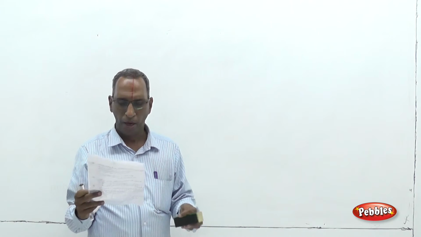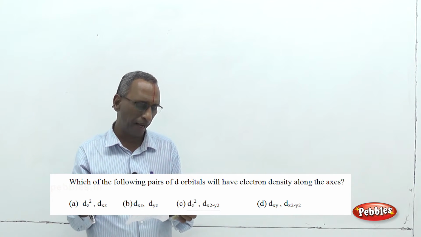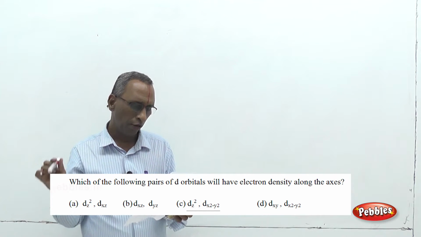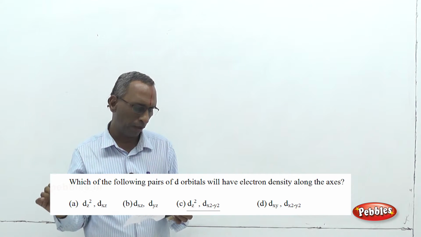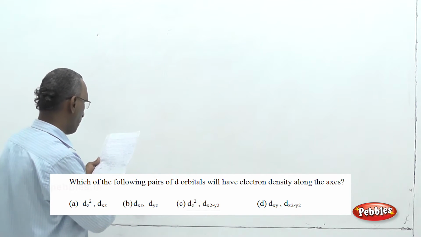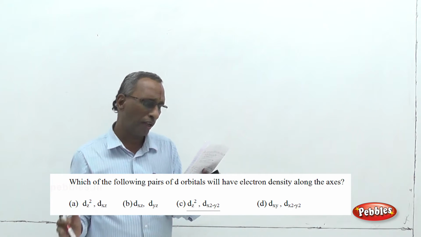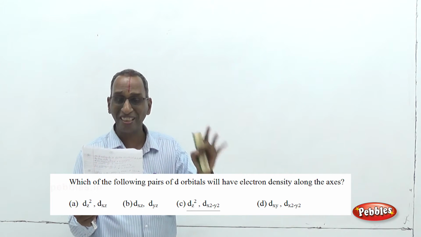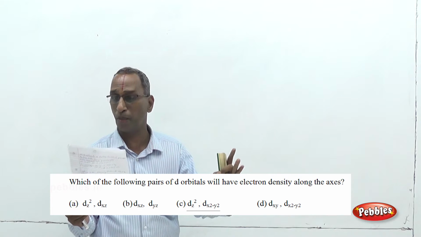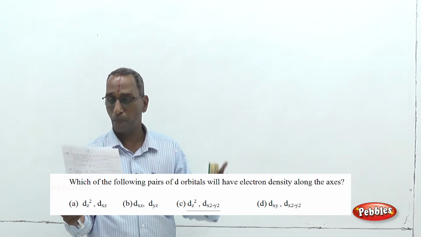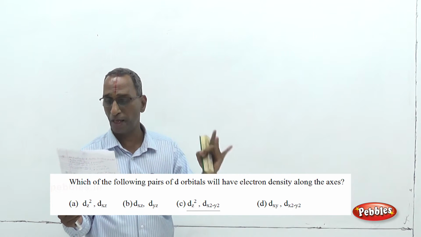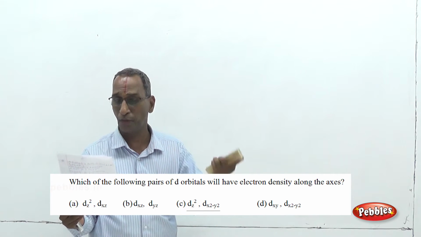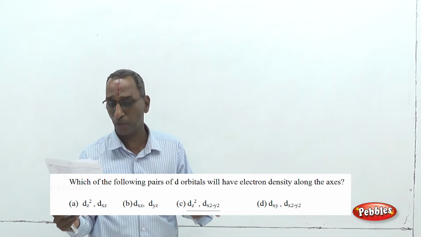Now, next question, the last question, reads: which of the following pairs of d orbitals will have electron density along the axis? This, like the previous questions, is from previous years' NEET exam: 2 electrons occupying the same orbital are distinguished by spin quantum number, and the number of electrons that can fit into the orbital with n equal to 3 and l equal to 1. These are phase 1 and phase 2 NEET questions.